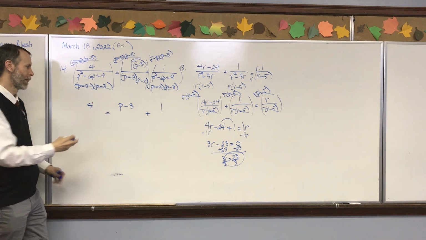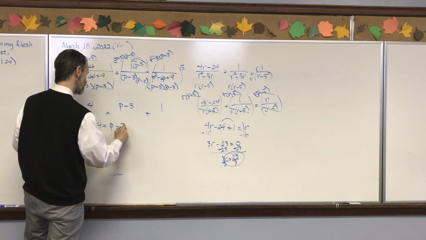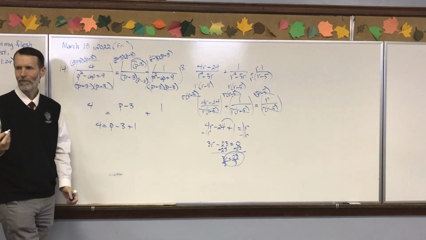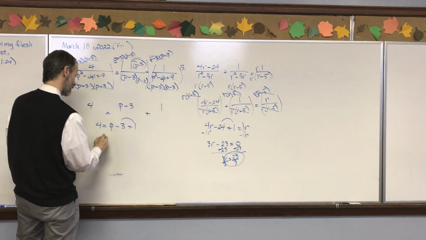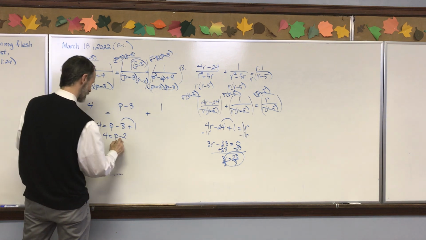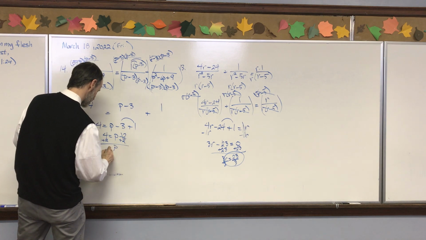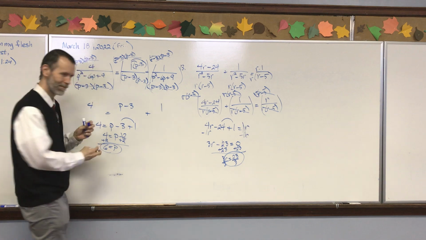So now, it just looks like 4 equals P minus 3 plus 1. First thing I do, combine these. 4 equals P minus 2. Now it's a nice easy problem. After all the hard work is done, P equals 6. Does that make sense?